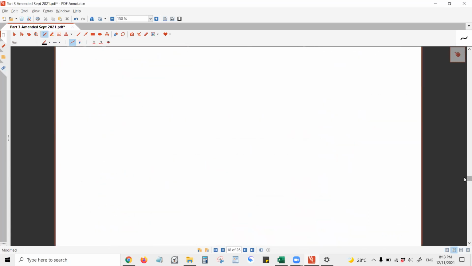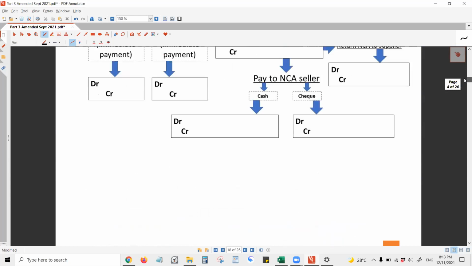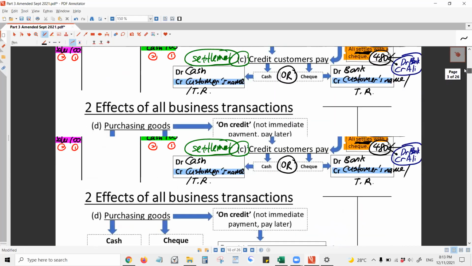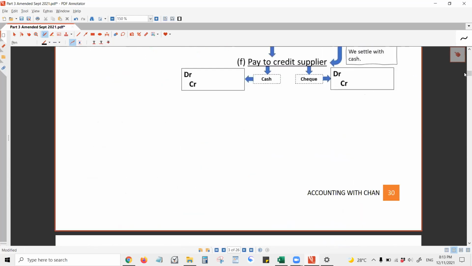Okay, no more for now. Homework discussion is done. We get back to the notes. We learn a few more transactions before we go to do questions again. Okay, come to page 30, everyone.